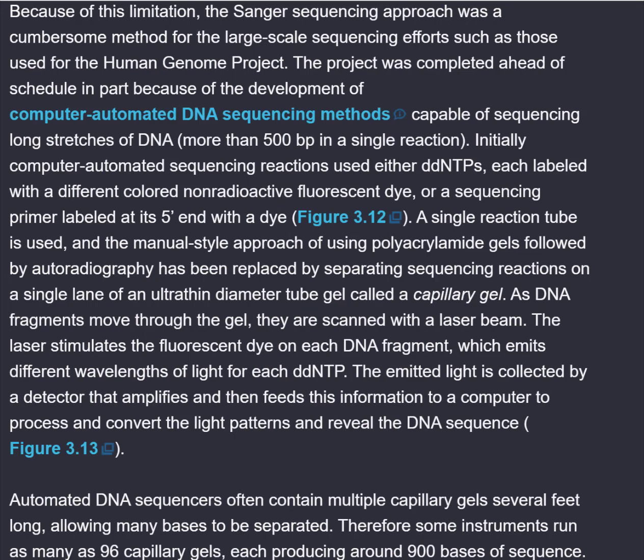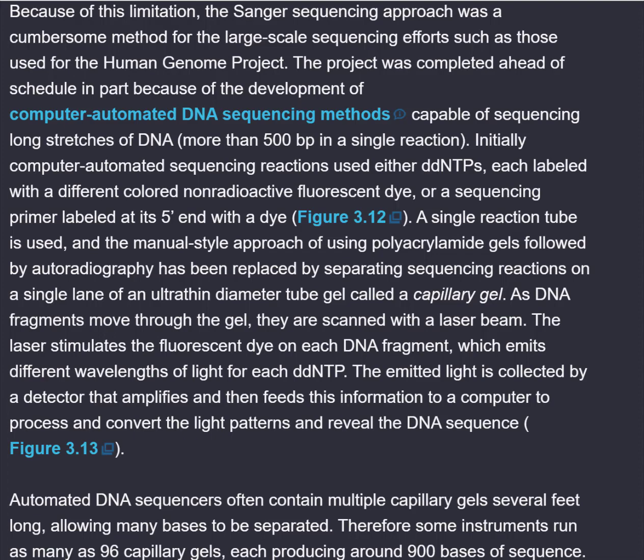Because of this limitation, the Sanger sequencing approach was a cumbersome method for the large-scale sequencing efforts such as those used for the Human Genome Project. The project was completed ahead of schedule in part because of the development of computer-automated DNA sequencing methods capable of sequencing long stretches of DNA, more than 500 bp in a single reaction.